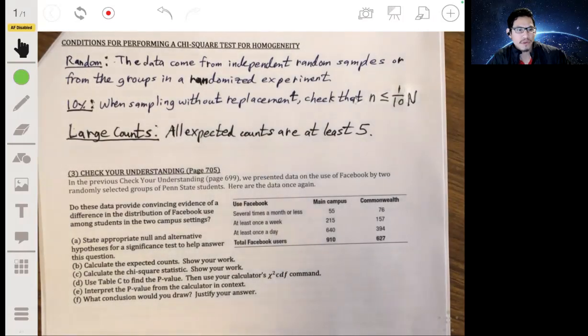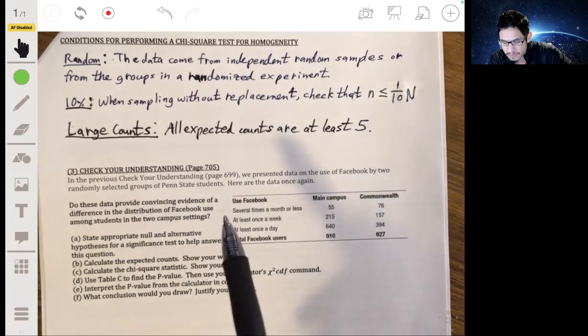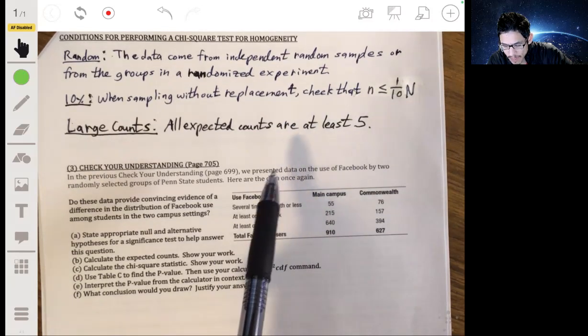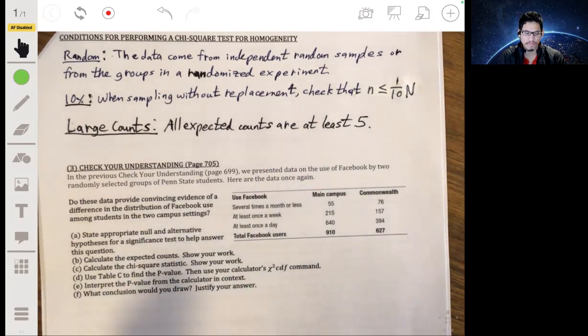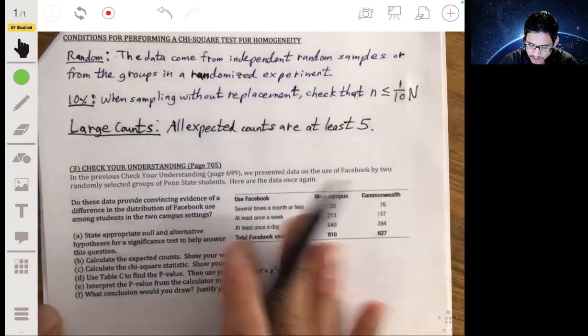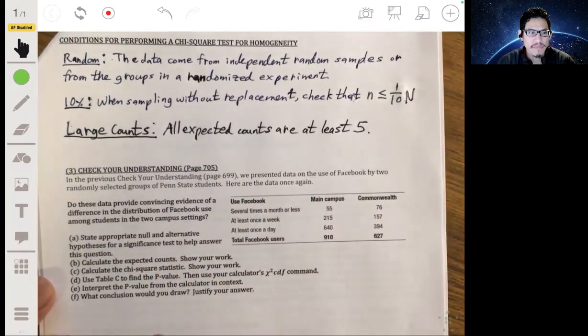All right, so we're going to go through an example of how we perform a chi-square test for homogeneity. Homogeneity is essentially when you want to determine if a set of data or distribution varies from what is claimed. But let's go through this example because it's going to make a lot more sense.